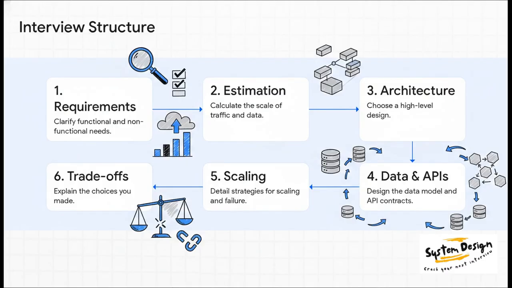And hey, if you ever find yourself in a system design interview, this is your roadmap to success. Seriously, start by clarifying the requirements and estimating the scale. Then, lay out your high-level architecture. Dive into the data model and the APIs. Talk about how you're going to scale it and how you'll handle failures. And then, this is the most important part. Always explain the trade-offs you made and why.